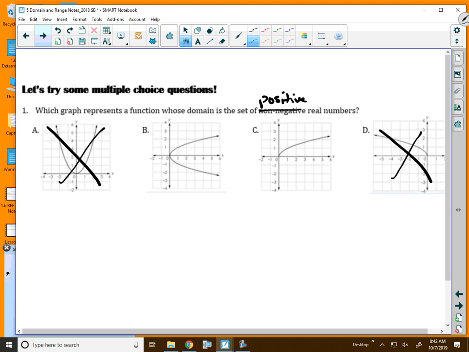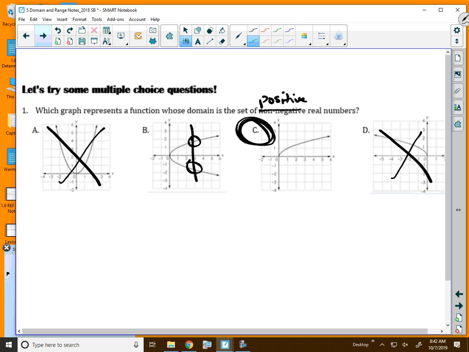And now we want a function, that's the key word. B is not a function, right? It fails the vertical line test. So C would be your final answer. Anthony was saying best of the middle. All right, number 2.